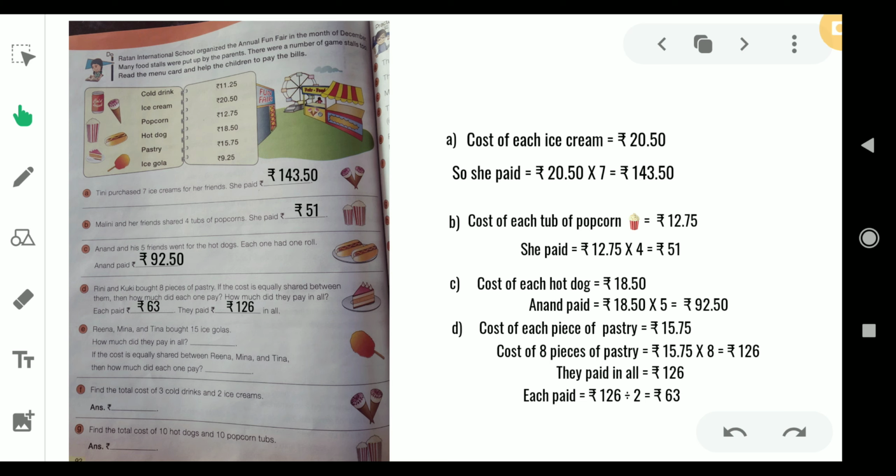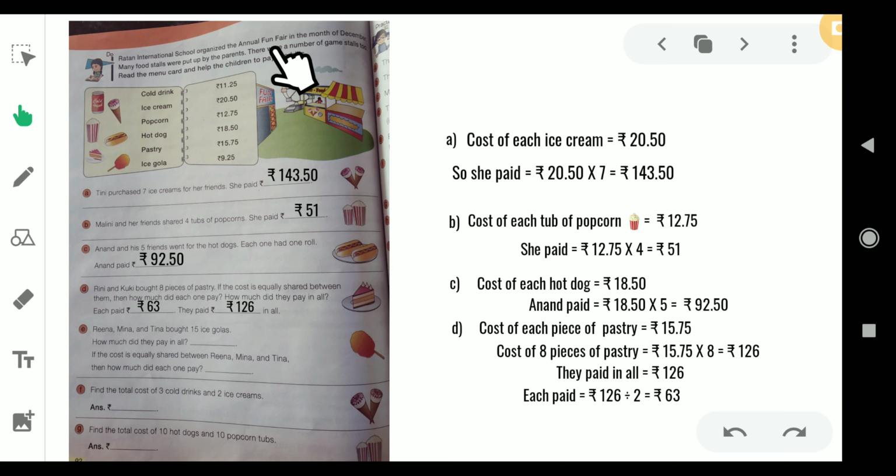Dear children, in the previous video we have seen some problems, especially division and multiplication problems on money. In today's video we are going to see some story problems based on money. So let's begin with a small example. Ratan International School organized the annual fun fair in the month of December.